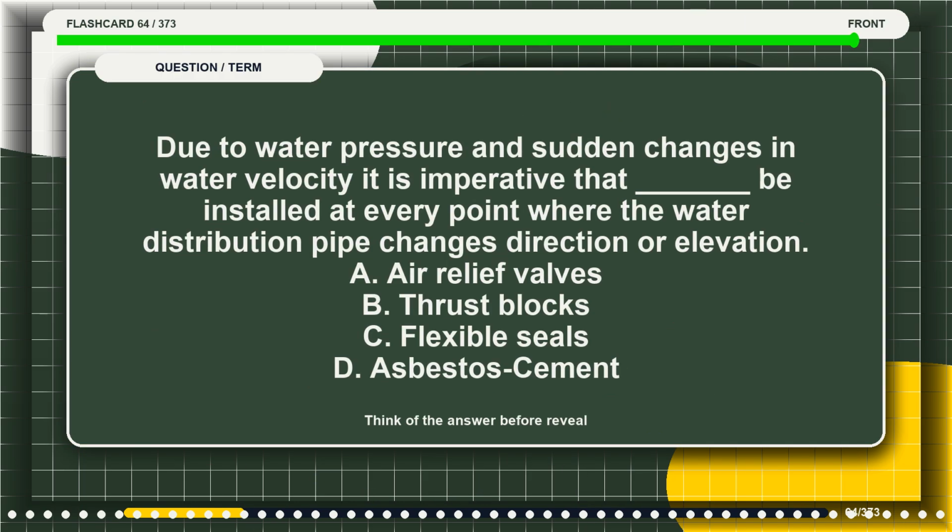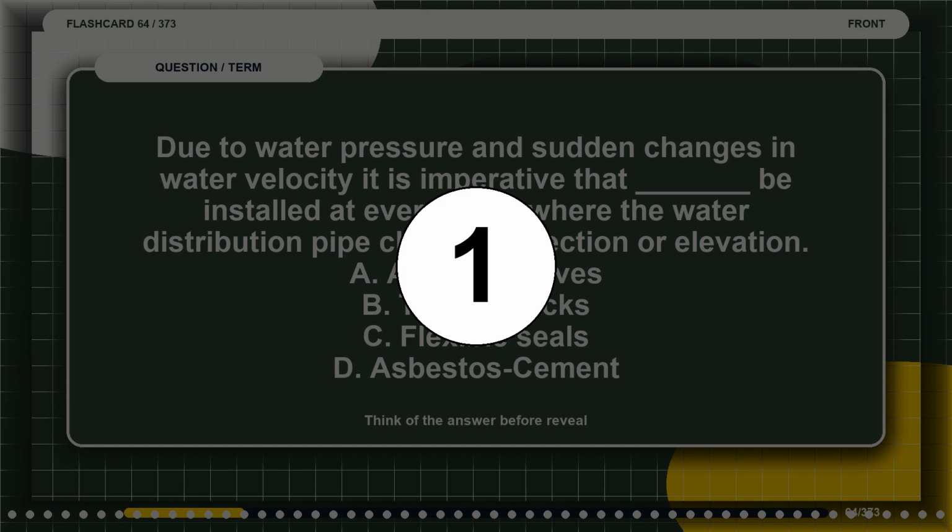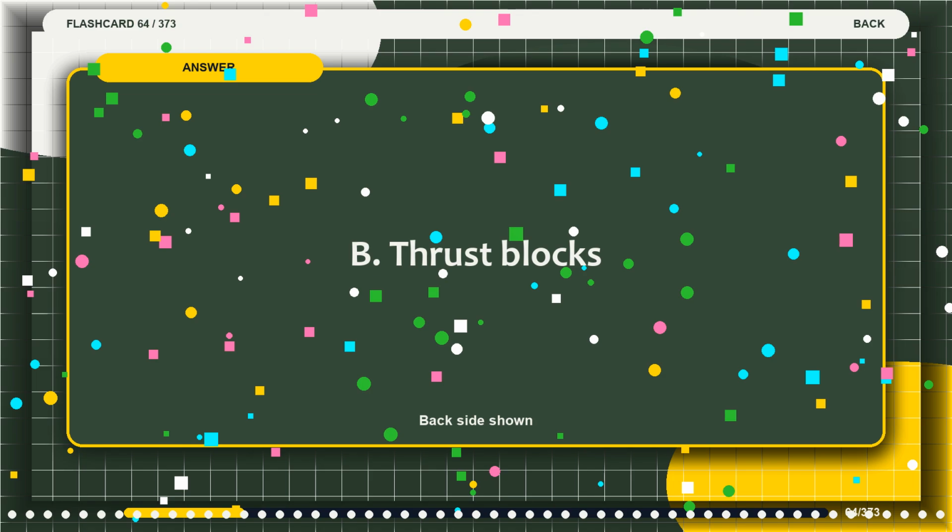Flashcard 64. Due to water pressure and sudden changes in water velocity, it is imperative that blank be installed at every point where the water distribution pipe changes direction or elevation. A. Air relief valves. B. Thrust blocks. C. Flexible seals. D. Asbestos cement. Think of the answer before the reveal. The answer is B. Thrust blocks.